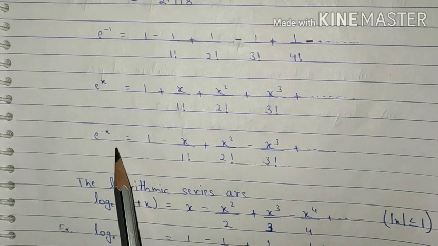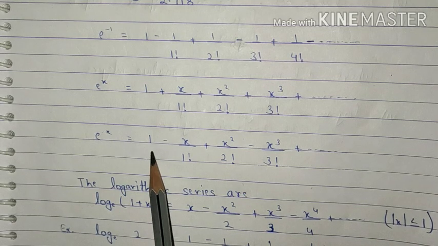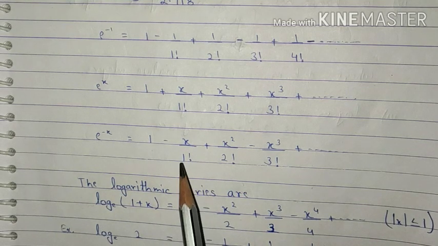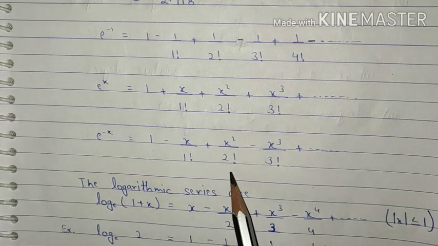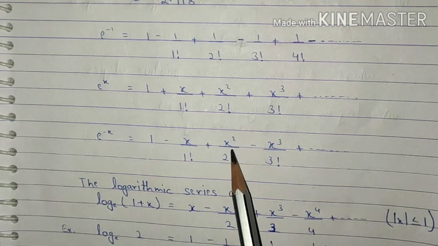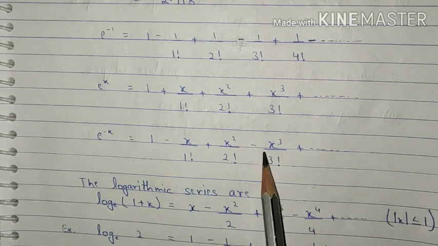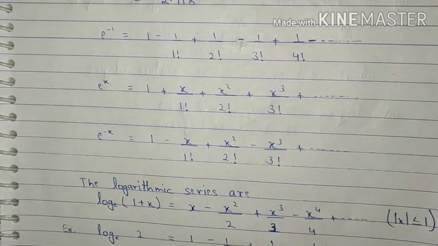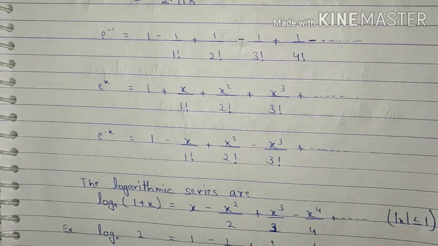As you can observe in these equations, in this one itself, e raised to power minus x, the first term was 1. Second, minus x upon 1 factorial. Then we have positive x square upon 2 factorial. Now this has become positive because minus x into minus x will be plus x square. Now for x cube, minus x into minus x into minus x will be negative itself. That is the reason we have minus x cube over here. The x term will be positive since it will have an even power, that is x raised to power 4. The same thing has been written over here also.